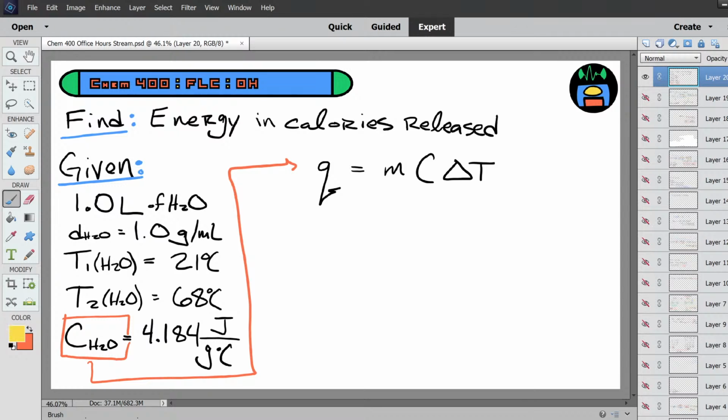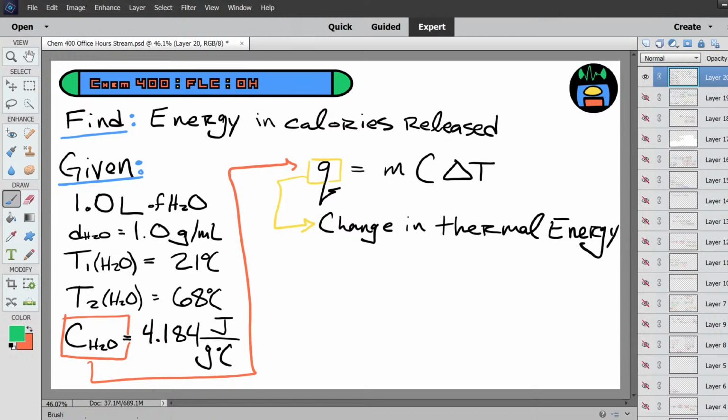All right. And in this equation, Q is the change in thermal energy. All right, that is what we're being asked to find. So we need to use this equation to find the energy that's released, our change in energy. We're given, which is nice, our specific heat. We know that. We're not given delta T per se, but we're given enough to solve it.